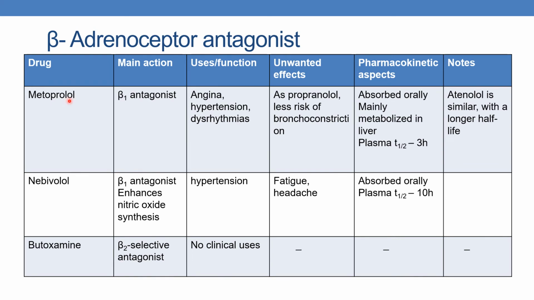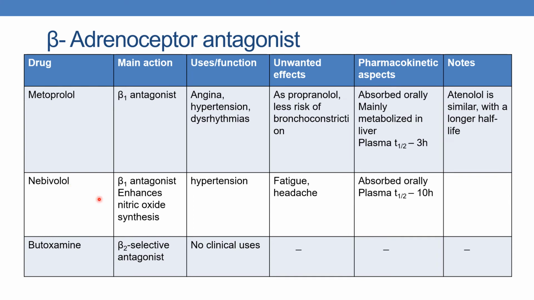The next is metoprolol. It is a beta-1 antagonist. Propranolol is non-selective, whereas metoprolol is a beta-1 antagonist. Uses are angina, hypertension and arrhythmias. Unwanted effects are similar to those of propranolol, with less risk of bronchoconstriction. Pharmacokinetic aspects: it is absorbed orally and mainly metabolized in liver. Plasma T-half is 3 hours. Atenolol is similar to metoprolol, but it has a longer half-life.